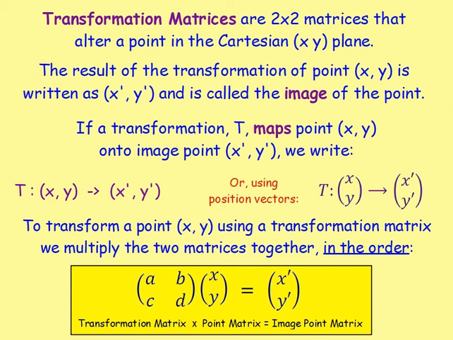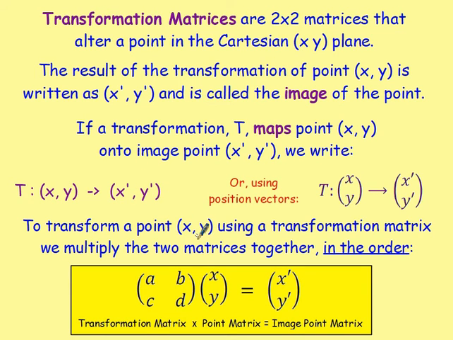A transformation matrix is just a 2 by 2 matrix that can alter a point in the Cartesian or your xy plane. Remember, the result of a transformation of (x, y) is written as (x', y'), and is known as the image of that original point. So if a transformation T maps point (x, y) onto the image point, you can write down that T maps (x, y) onto the image point (x', y').